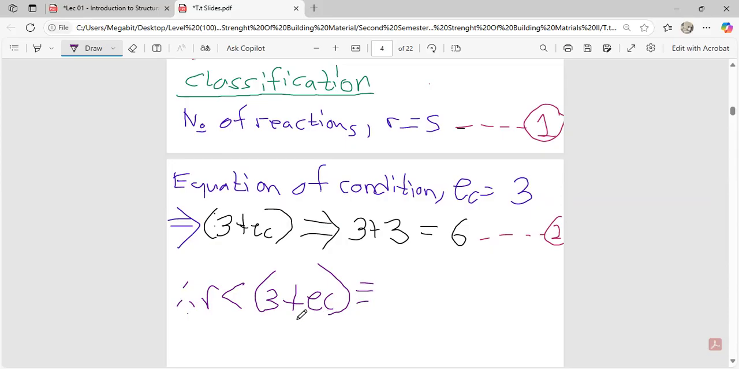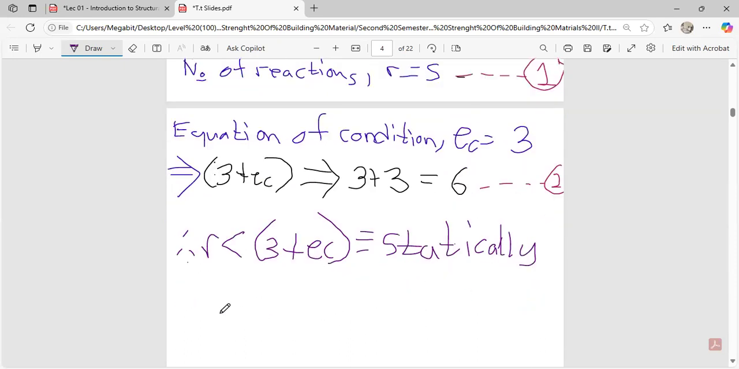to aid your understanding. So at the end of the day, therefore, our reaction is less than the 3 plus EC. So realize that the structure is going to become what? Statically unstable externally. Please always remember to add externally, okay, to complete the grammar. Okay, so this is statically unstable externally.